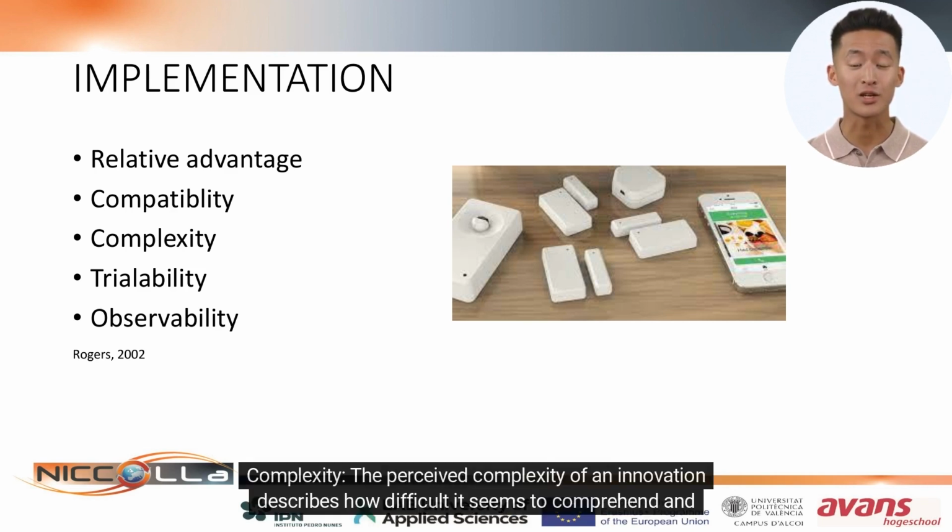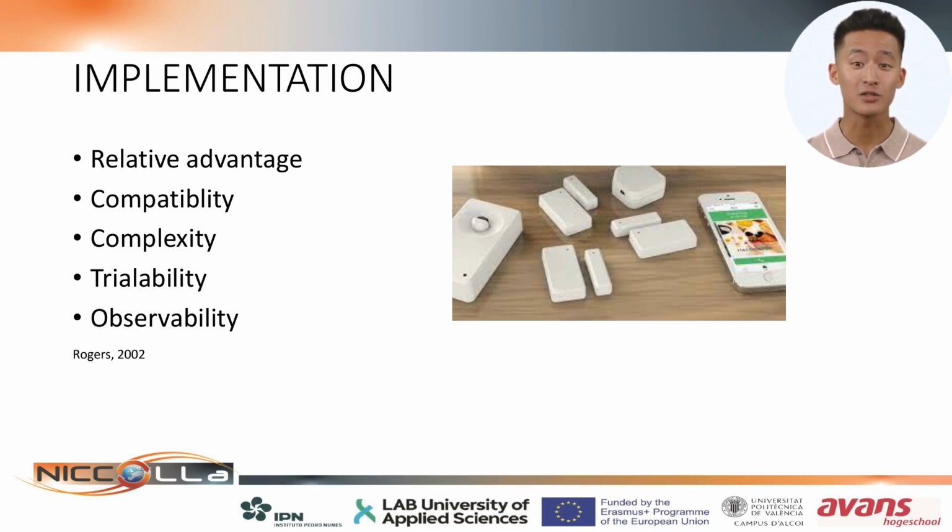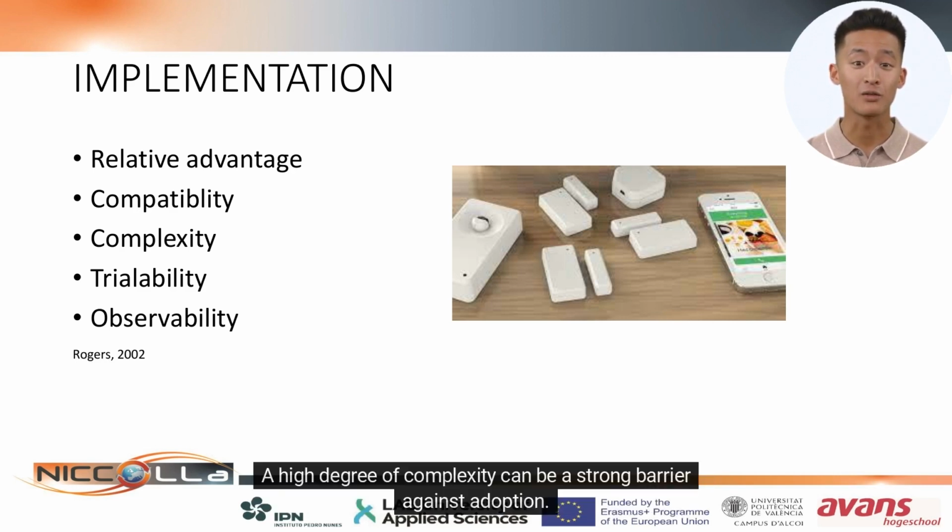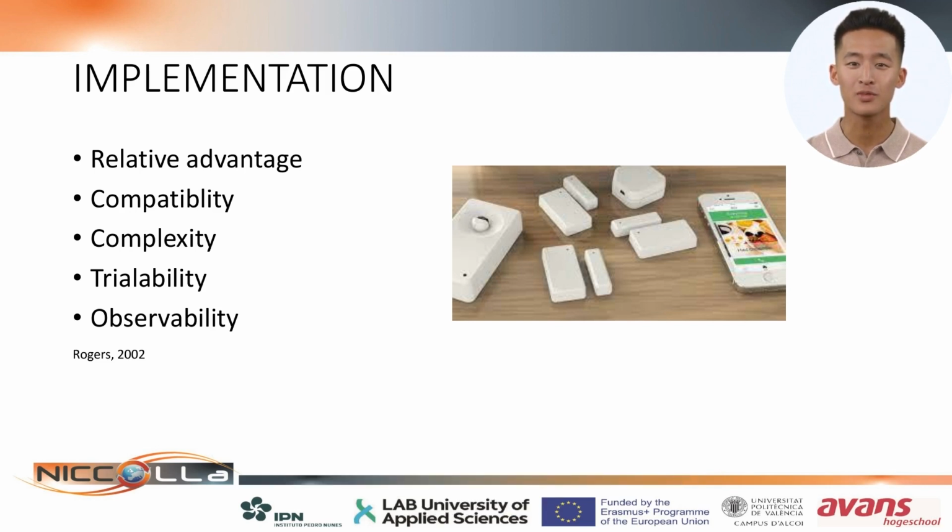Complexity. The perceived complexity of an innovation describes how difficult it seems to comprehend and use the innovation. A high degree of complexity can be a strong barrier against adoption. Complexity is negatively related to an innovation's rate of adoption.